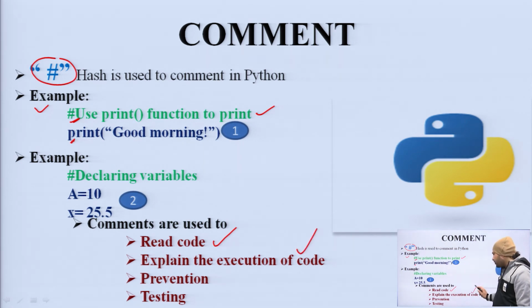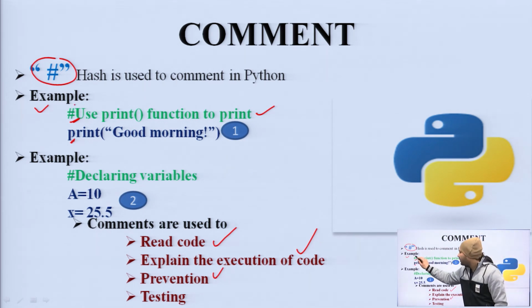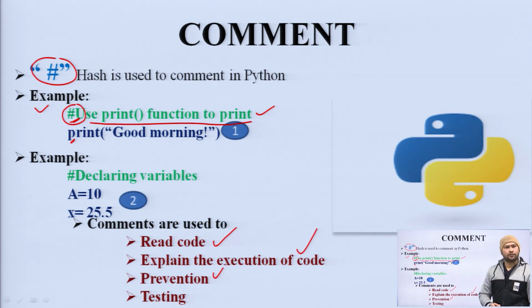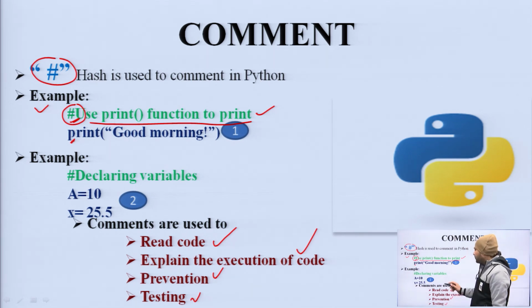The explanation of the codes is there. It also prevents the execution of the codes. That means once the compiler or the interpreter encounters this hash, it will directly consider it a comment, and it will consider that this statement will not be executed. It is just for display. The last thing is, of course, that the testing of the codes can be done by using the comment.